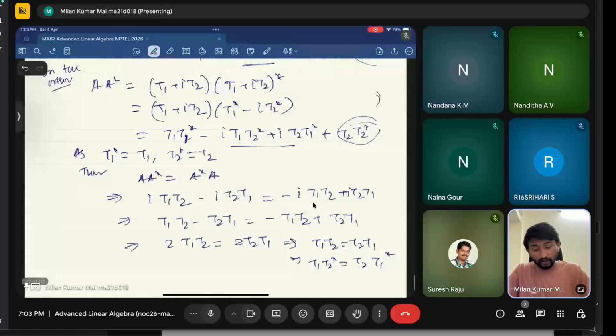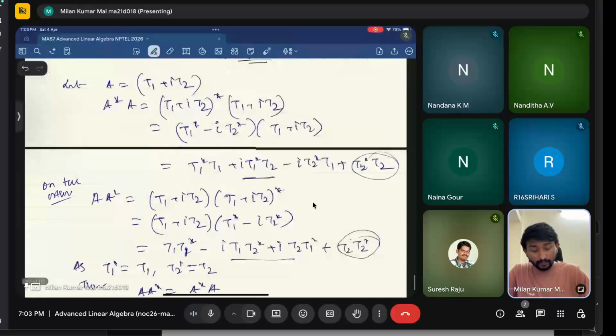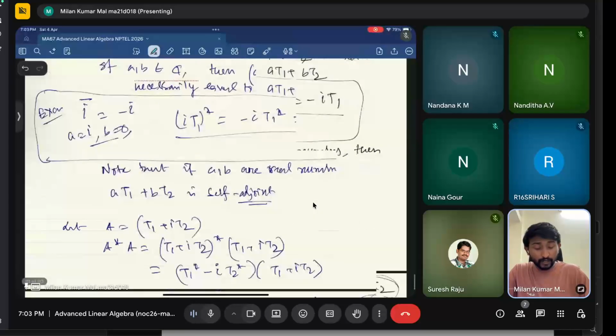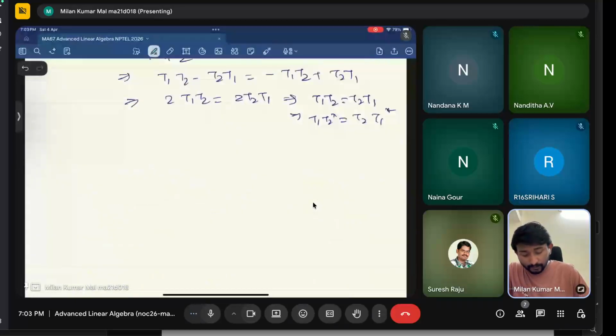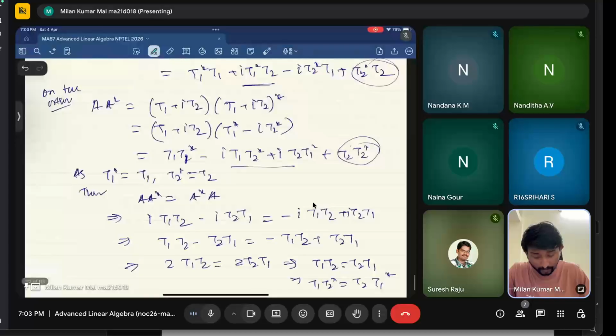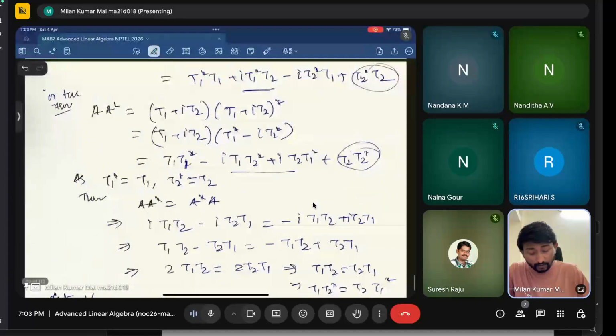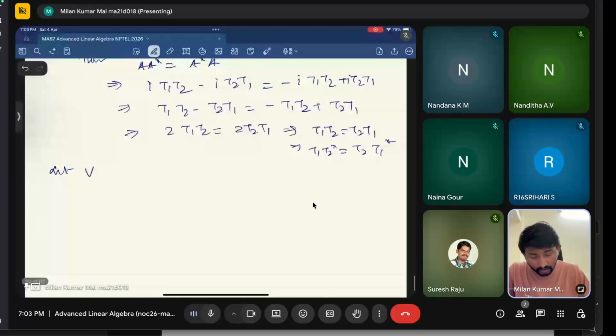Okay. Now let's go to the third option. The set of all self-adjoint operators on V forms a group under the addition operator defined as this one. Okay. What do we mean by group? Whenever you have two elements, a group actually, I mean, to check the let V. I think V is written, right? What is the let V? V be the set of, no, the set of all self-adjoint operators.